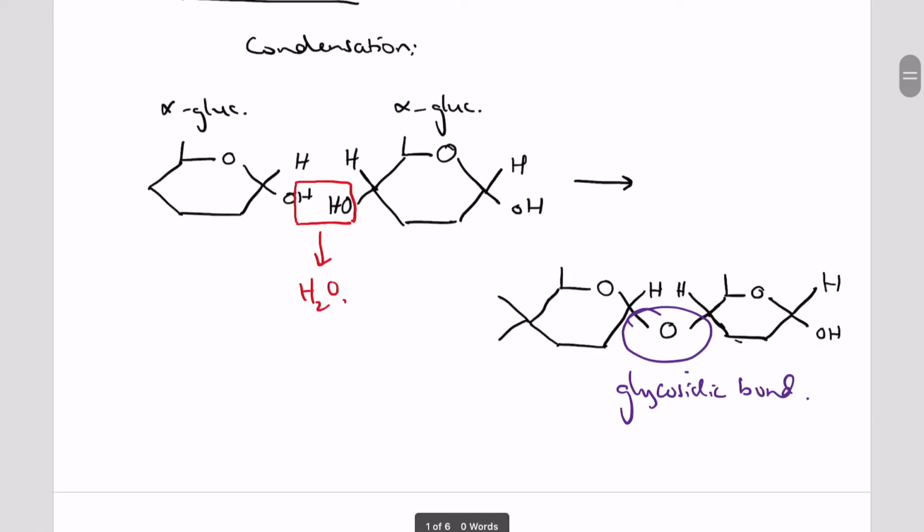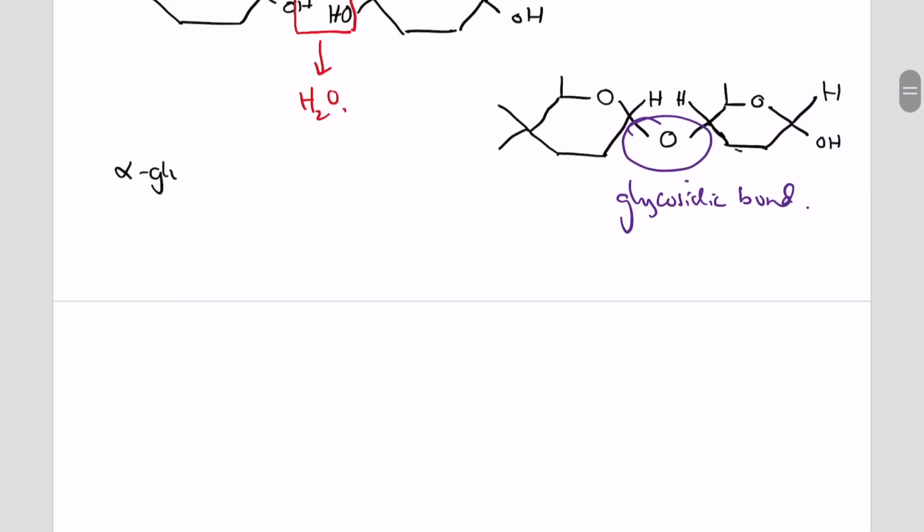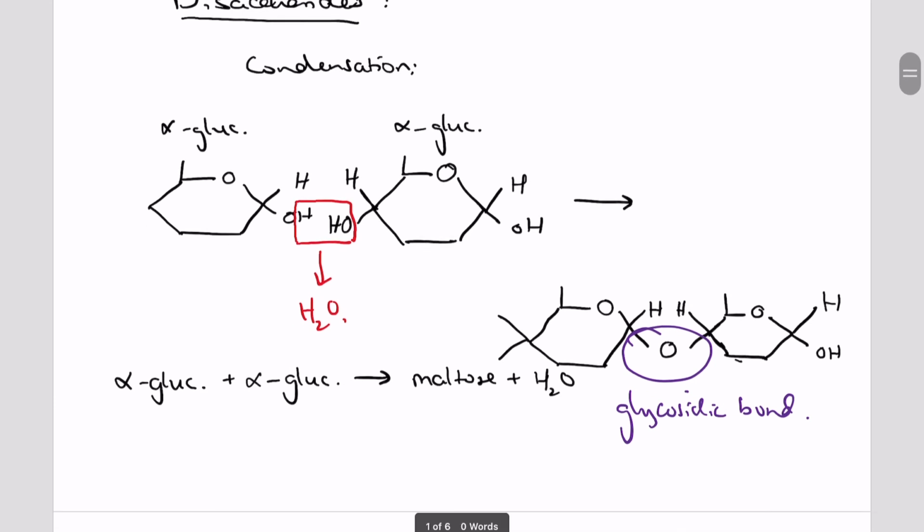So the products of this reaction between our two alpha glucose molecules is maltose and also a molecule of water. And that's essentially what a condensation reaction is.